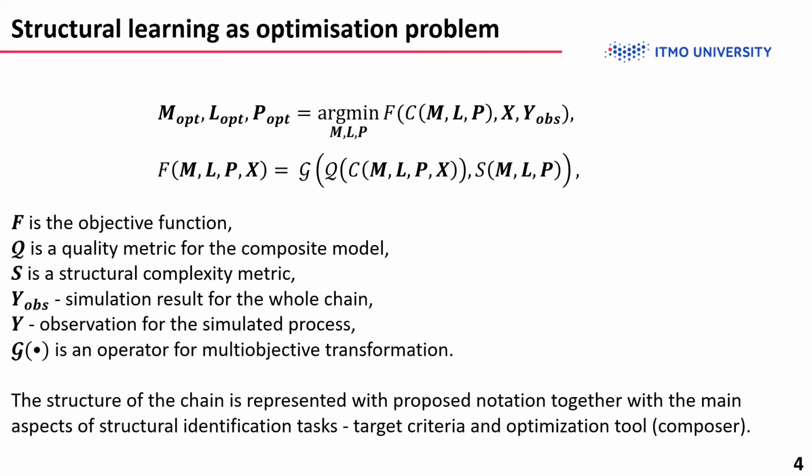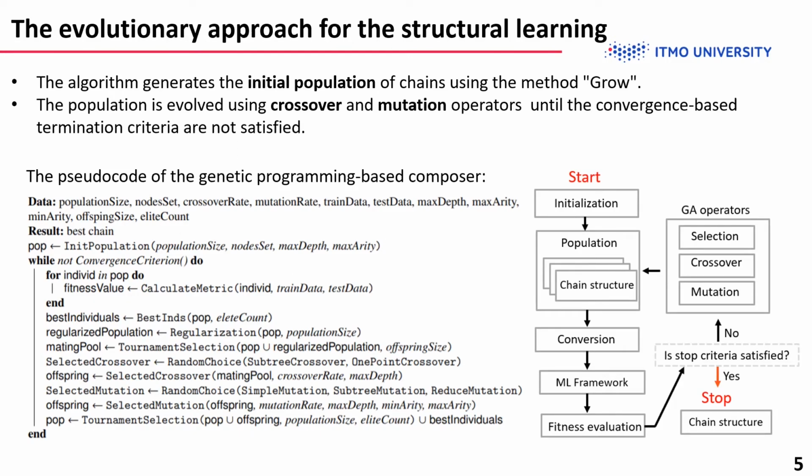Since the identification of the model structure can be considered as a graph optimization problem, it requires specific techniques that are able to operate with solutions in the form of directed acyclic graphs or tree-based structures. We decided to develop an optimizer for the chain composition problems based on a modified genetic programming algorithm. For each specified problem, the algorithm finds a chain consisting of several machine learning models contained in a predefined model set. The algorithm generates the initial population of chains using the grow method. Each chain is recursively generated from the root node.